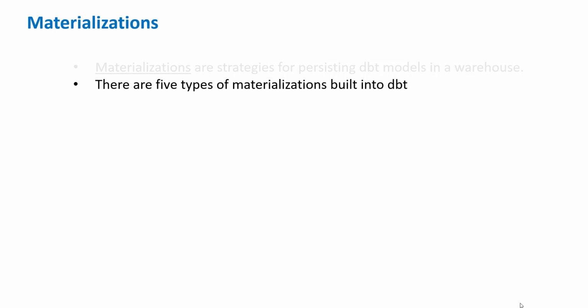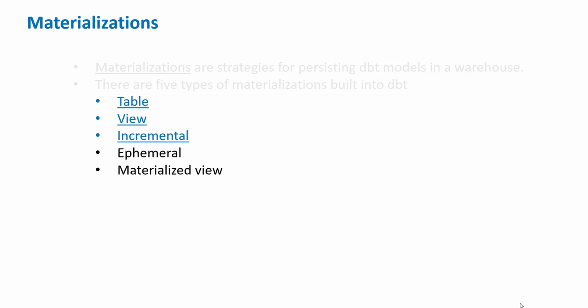There are five types of materialization built into DBT. Those are table, view, incremental, ephemeral, and materialized view. For today's video, we'll be just talking about table, view, and incremental. The other two types we'll talk about in a different video in the future.